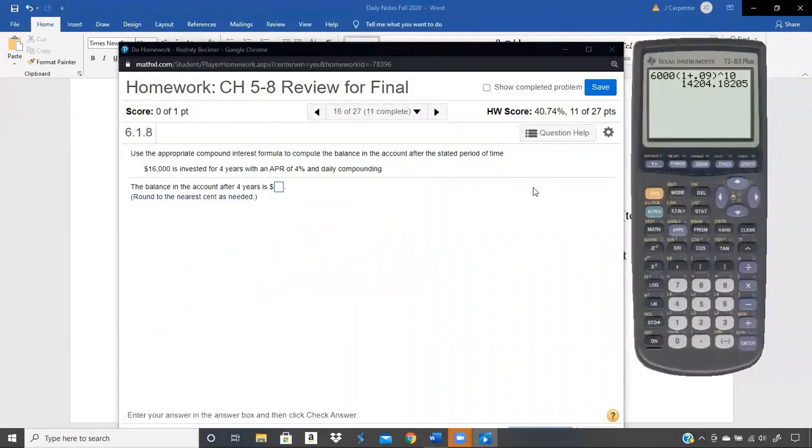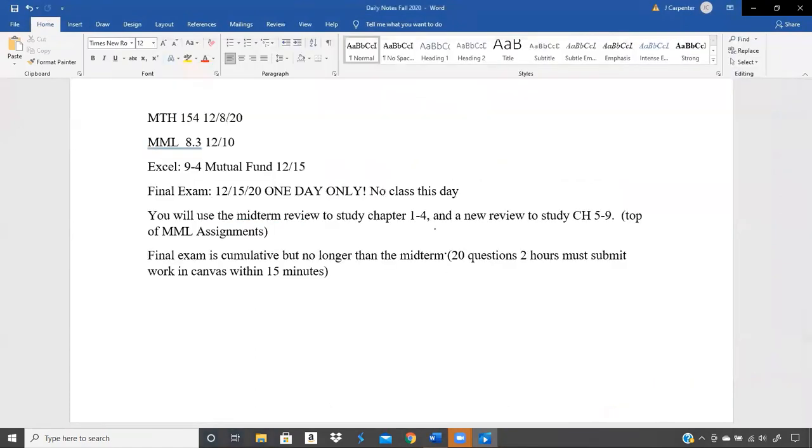This one is very similar, but there is one drastic difference which will cause us to use a different formula. $16,000 is invested, so this is a one-time deposit, so we're into those top three formulas. For 4 years with an R of 4% and we're compounding daily. This right here means that we have an N, so we don't use the first formula. We're going to use the second formula.